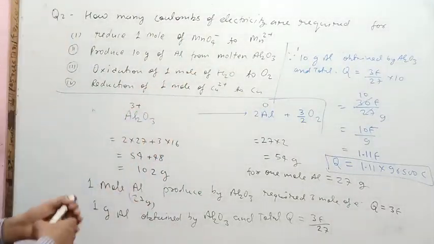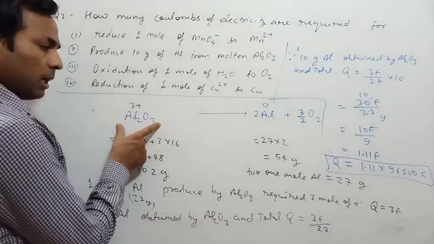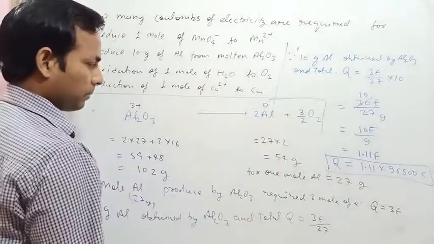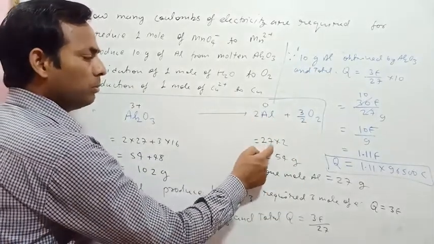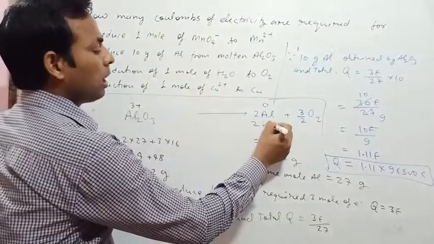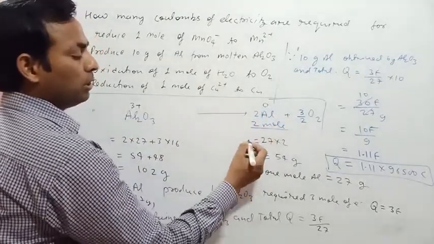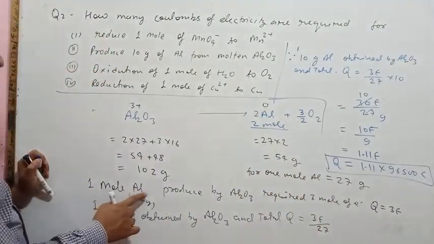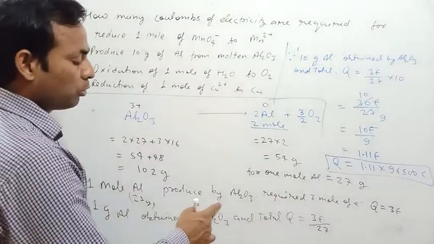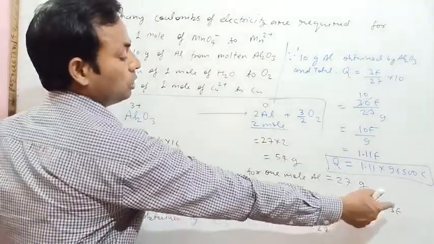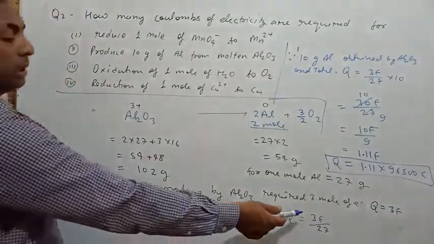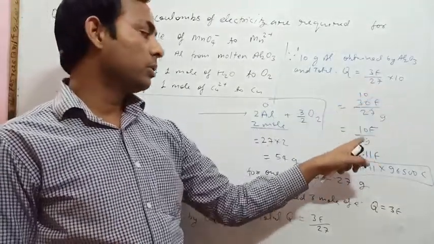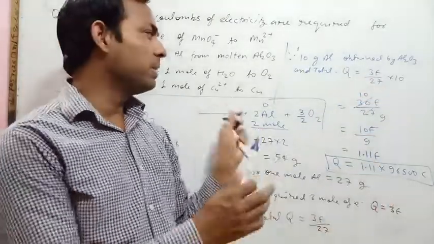Again, listen: alumina after electrolysis gives aluminum and oxygen gas. Here 2 mole means 2 mole of aluminum, and 2 mole of aluminum has a mass of 54 gram. So for 1 mole of aluminum, 27 gram. So 1 mole of aluminum, or 27 gram of aluminum, produced from alumina requires 3 mole of electrons, so Q equals 3F. So 1 gram needs 3F upon 27, and 10 gram of aluminum needs 3F upon 27 into 10. That is a very simple question.